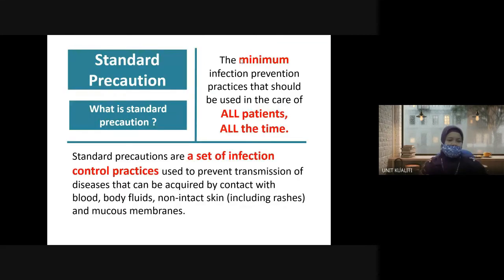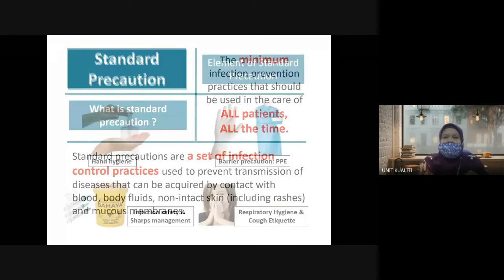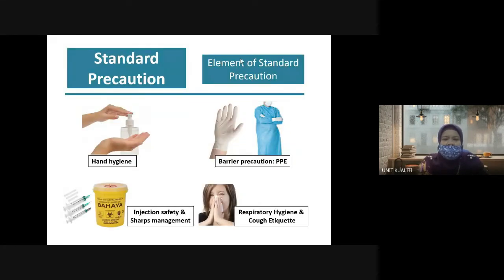Okay, we go next to the standard precaution. What is standard precaution? Standard precautions are a set of infection control practices used to prevent transmission of disease that can be acquired by contact with blood, body fluids, non-intact skin, including rashes and mucous membrane. It is the minimum infection prevention practices that should be used in the care of all patients all the time.